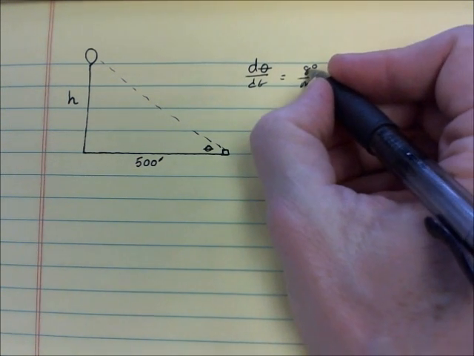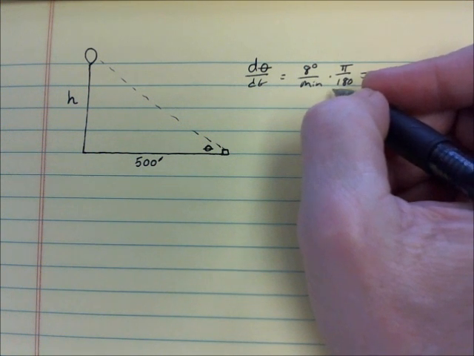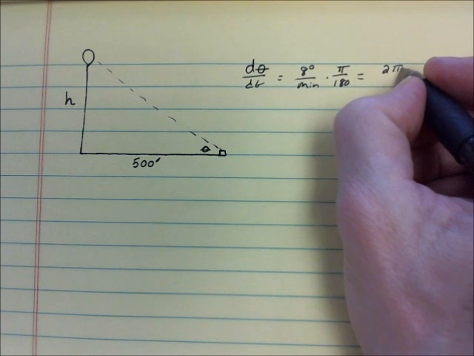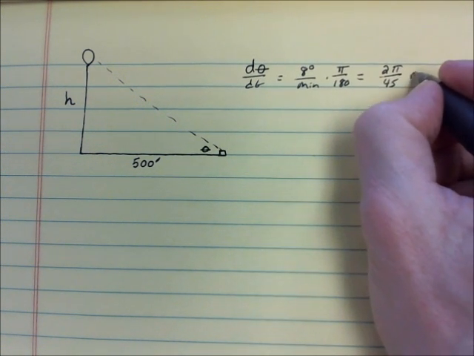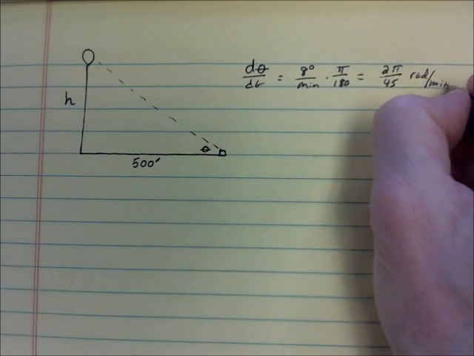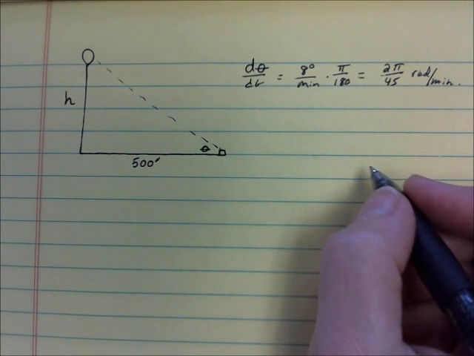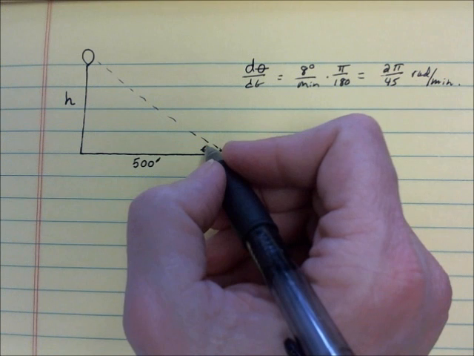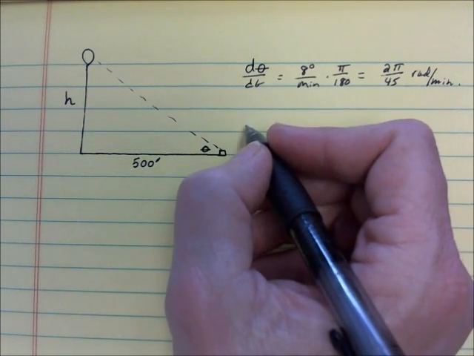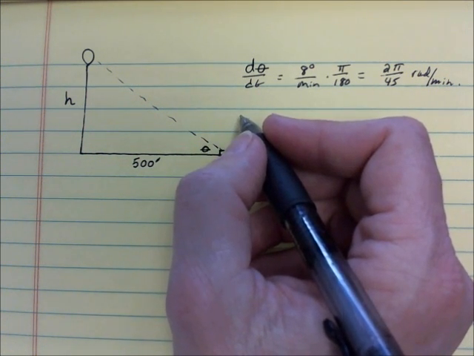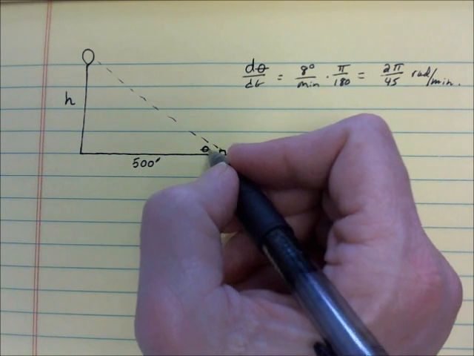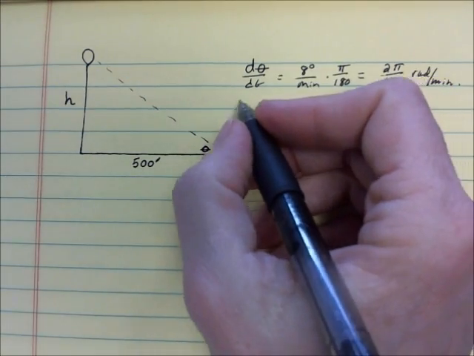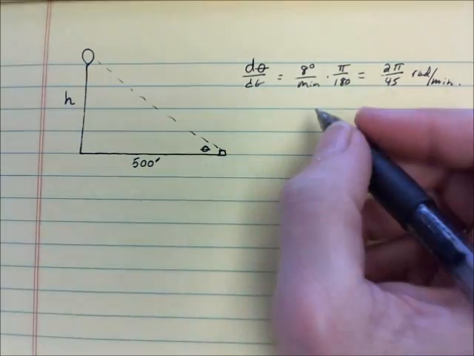So when you reduce 8 over 180, it reduces down to 2 over 45, so we'll get 2 pi over 45, and that's radians per minute. This angle we'll plug in a couple minutes after we take the derivative, after we get the equation written down. We'll plug in 45 degrees, but we're going to have to turn 45 degrees also into radians. So how do we relate these two variables, the theta and the h?